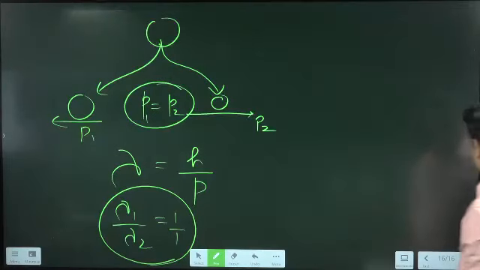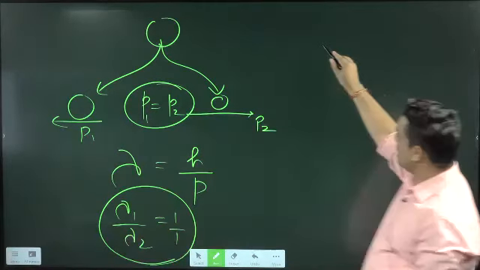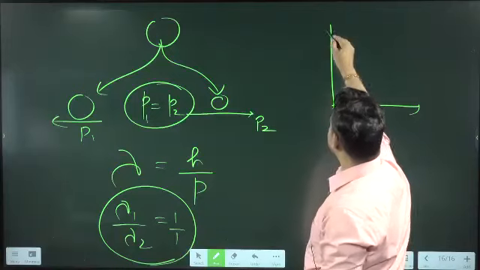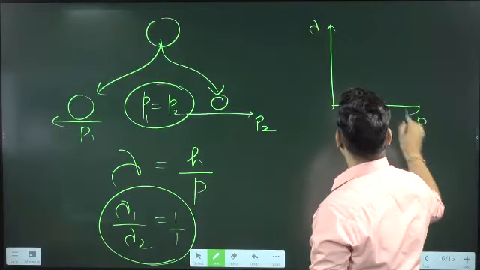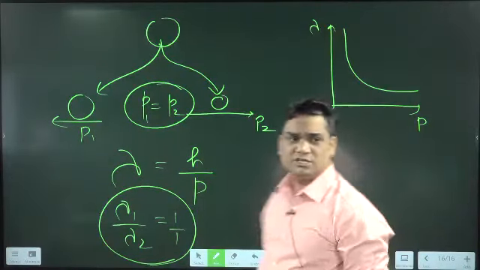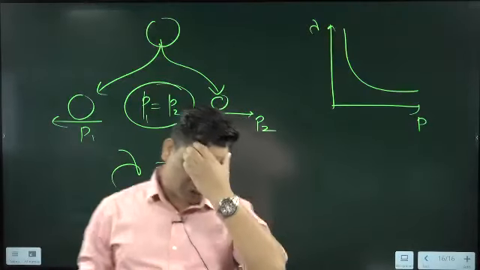Now next, you have to remember the graph also: graph of lambda and P, lambda here, P here, or velocity. The graph will be like this because this is an inverse relation.